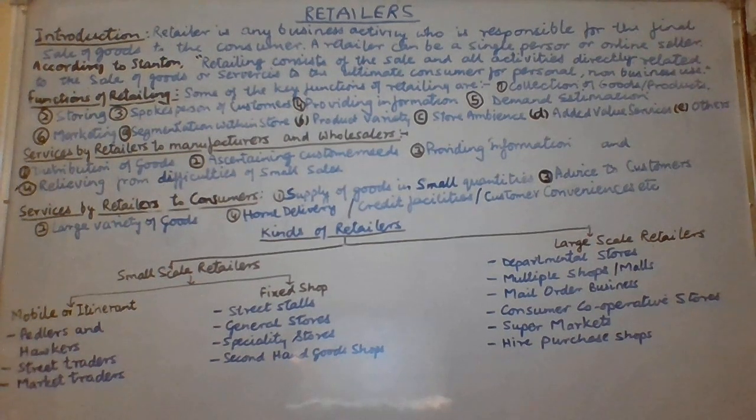Another small scale retailer category is the fixed shops, starting with the general stores. The general stores are set up in residential areas, and they stock all kinds of products needed by the local residents for their daily use. A general store is owned and managed by a sole proprietor who keeps personal contacts with his customers. The general store may be a single line store or a multi line store. For instance, medical stores deal in medicines only, stationery stores deal with stationery, and so forth.